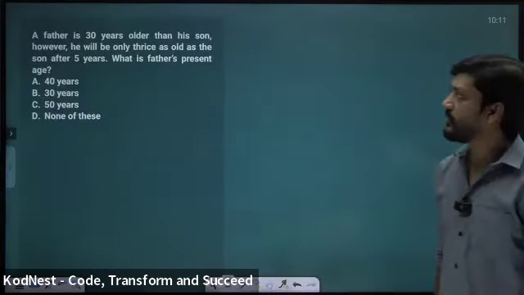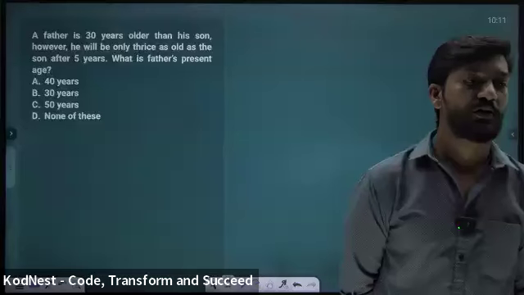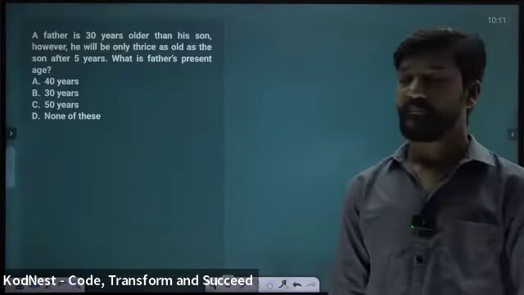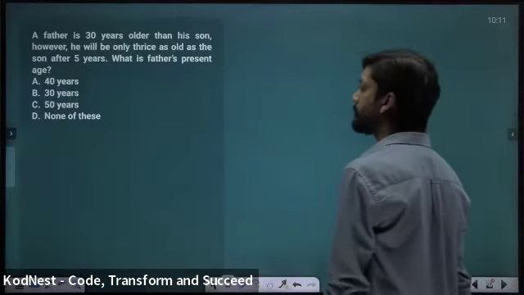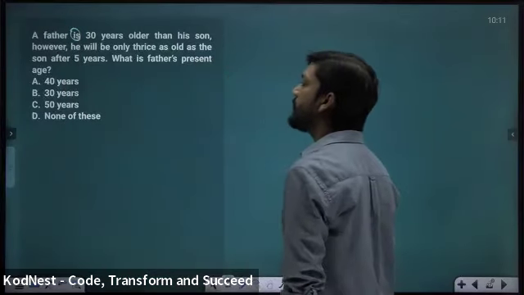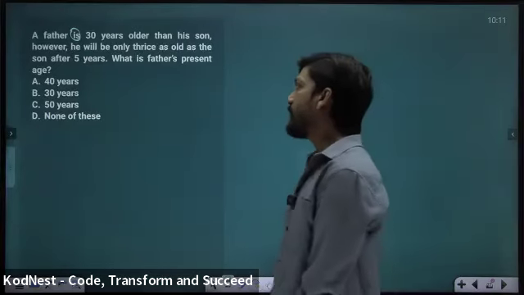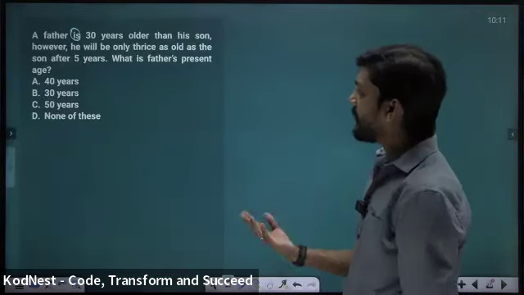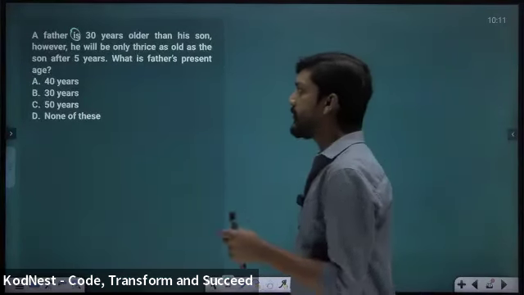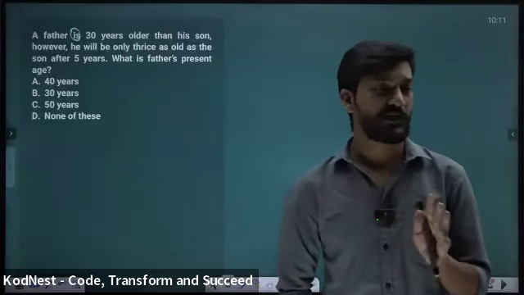Please try this question immediately. Older, younger, all these statements mean age difference is given. The father is 30 years older. Older means age difference, so the age difference is given as 30 years. However, he will be, and "will" means future, only thrice as old as the son after 5 years. So after 5 years, the father is 3 times the son.